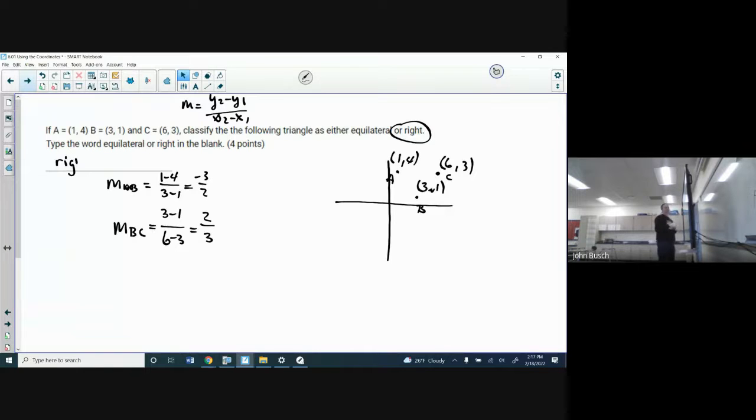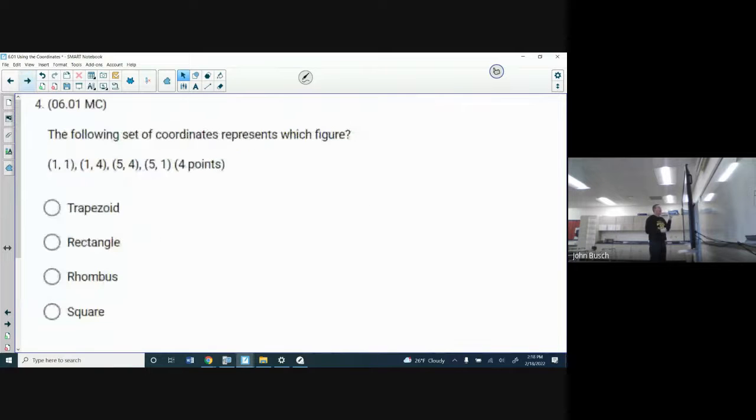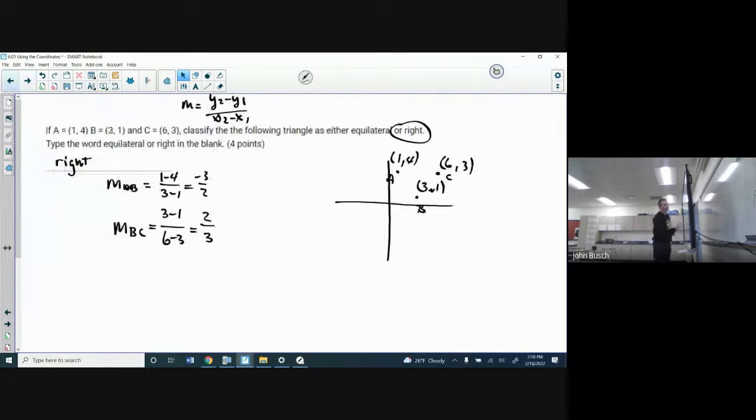I probably would have checked the other slope because it's easy to check slopes. I know for sure it's not equilateral because you can't be a right triangle and equilateral. If the triangle is equilateral, then all three angles are 60 degrees because 60 plus 60 plus 60 is 180. So I know for sure if it's got a right angle, that means this angle is 90, not 60. So it's definitely not equilateral.